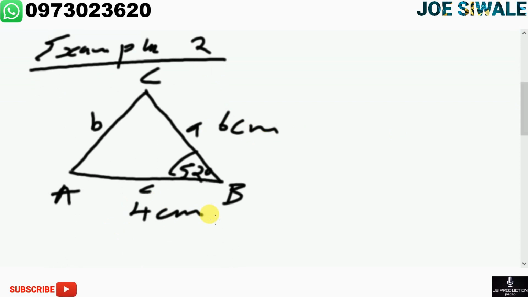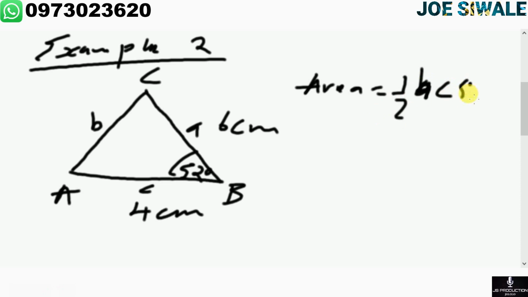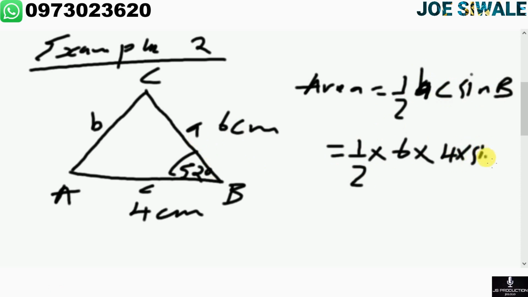And if I'm told to find the area of this non-right angled triangle, I'll say area is equal to half ac sine B. Since I've been given the angle at point B, it will be half ac sine B. So I know that this is half multiplied by the length a, which is 6, multiplied by the length c, which is 4, multiplied by sine B, the angle at B, that's 52.